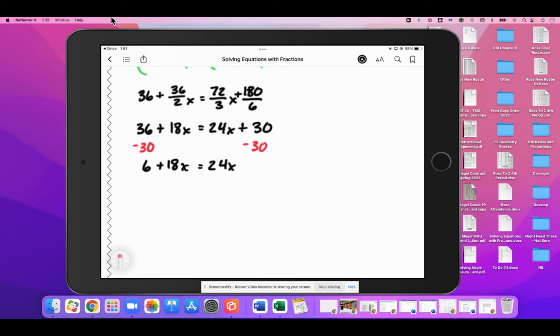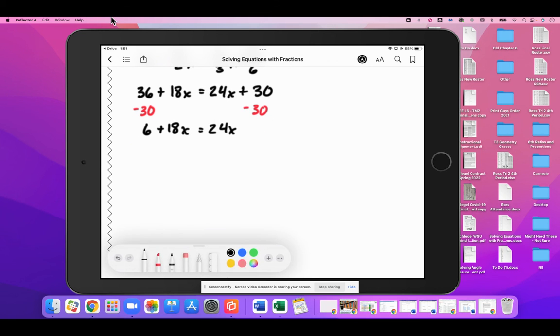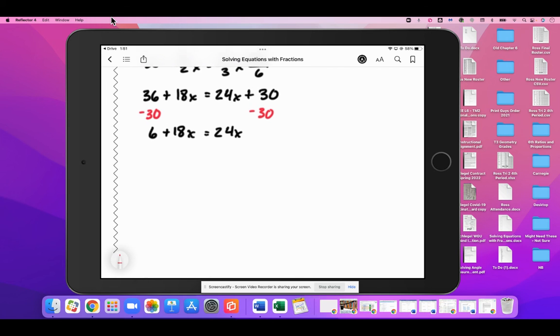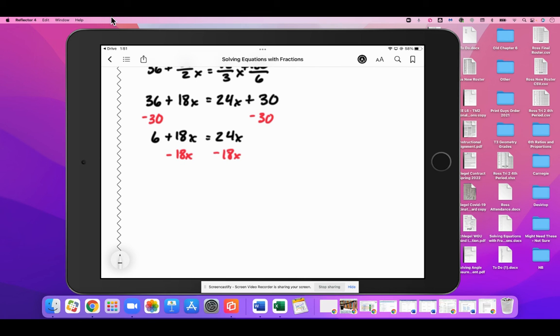See, look, even Schlegel makes silly mistakes from time to time. Own them, recognize them, do something about them. Okay, so next I see that I want to subtract 18x from both sides. And I'm going to get 6 is equal to 6x. Final step, I divide by 6. And I get 1 equals x.